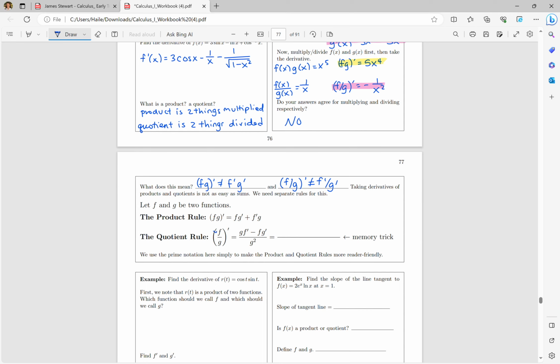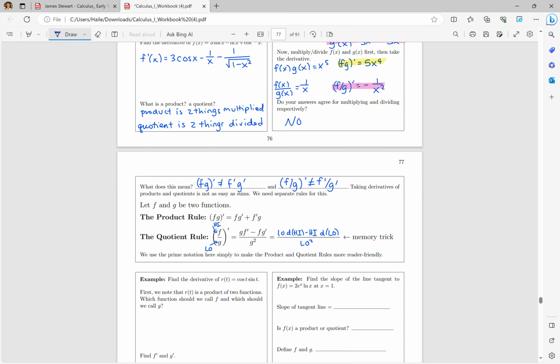So another way you can remember this is to think of f as high and g as low, and we can rewrite the quotient rule as low d high minus high d low all over low squared.